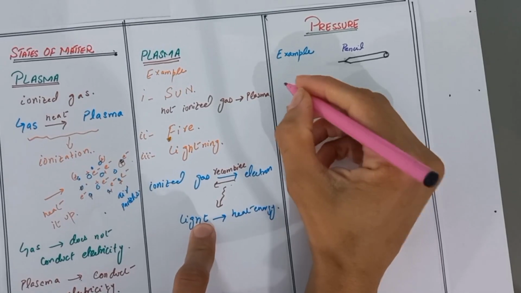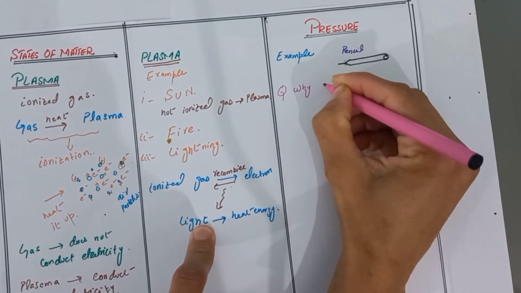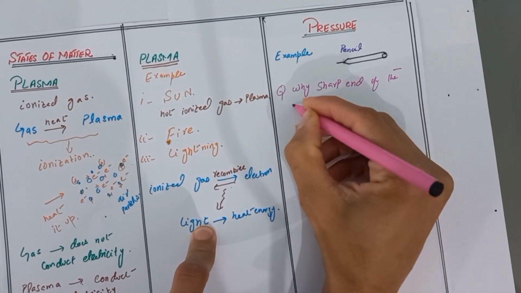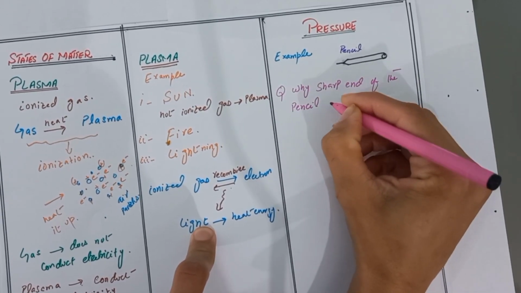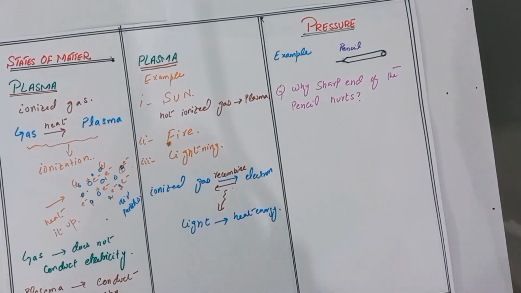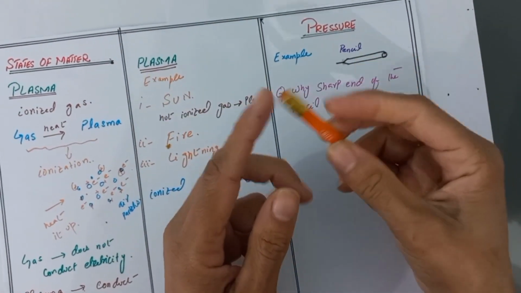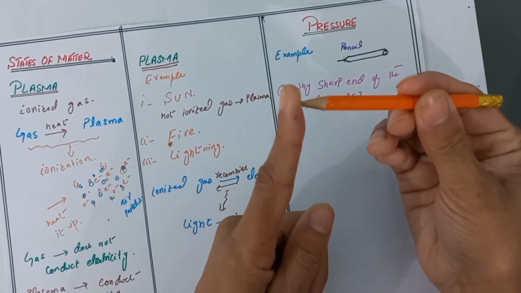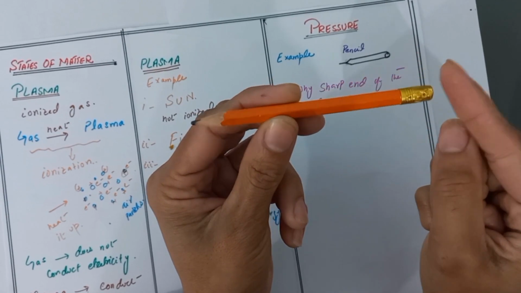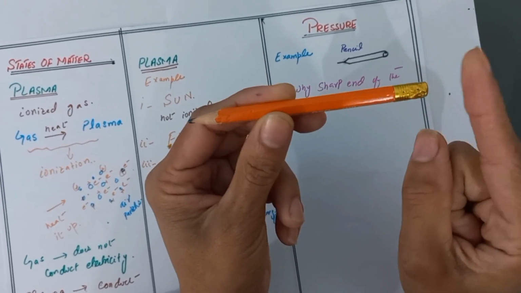So here the question arises, why does the sharp end of the pencil hurt? What we observe, if you put the hand here, it hurts you, right? So the sharp end of the pencil hurts. If you put a hand on the flat end, let's see, your hand is here, it does not hurt, okay?